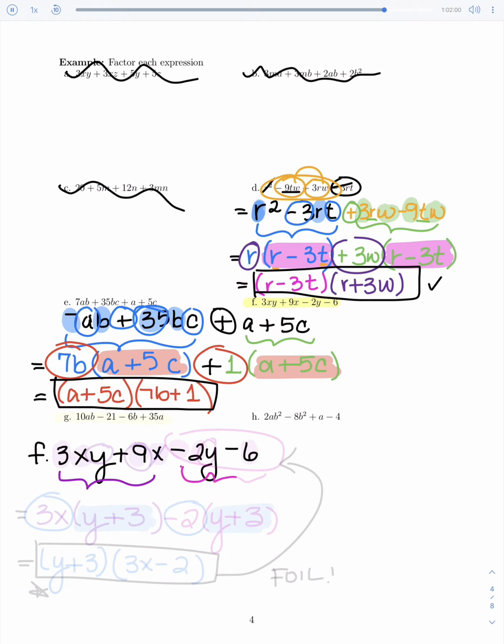So let's see what's going to happen here. If we group the first 2, notice that the first 2 have a 3 and a 9, which means they're both divisible by 3. Notice they also both have an x, so I can factor out a 3 and an x from both pieces. So that's how we'll start with the first pair. And then whatever's left over will go inside of its own set of parentheses.